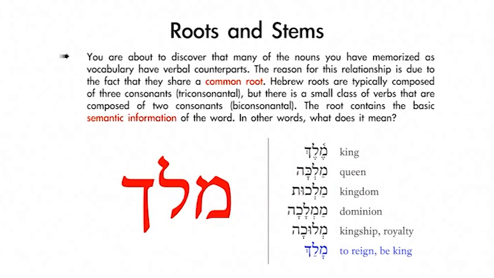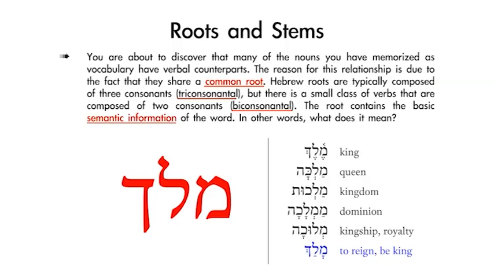Let's begin with roots and stems. You are about to discover that many of the nouns you have memorized as vocabulary have verbal counterparts. The reason for this relationship is that they share a common root. Hebrew roots are typically composed of 3 consonants. We call these triconsonantal. But there is a small class of verbs that are composed of 2 consonants, and those are biconsonantal. The root contains the basic semantic information of the word. In other words, what does it mean?